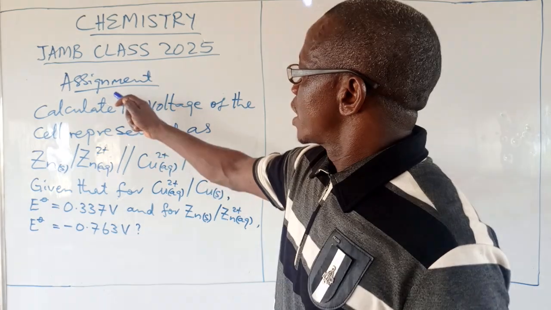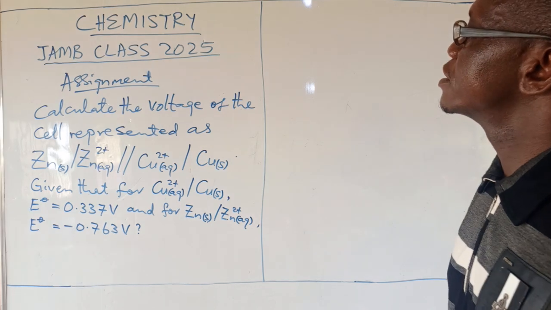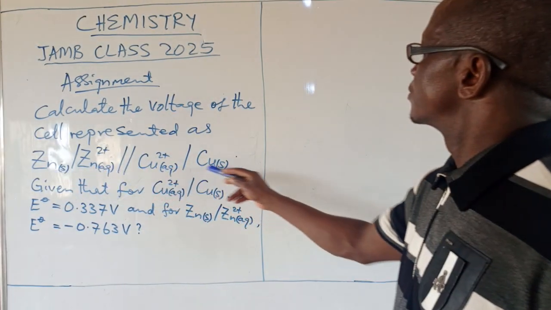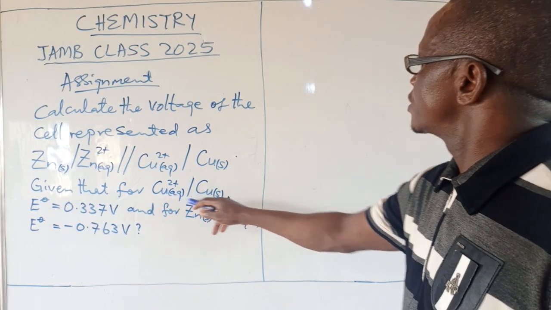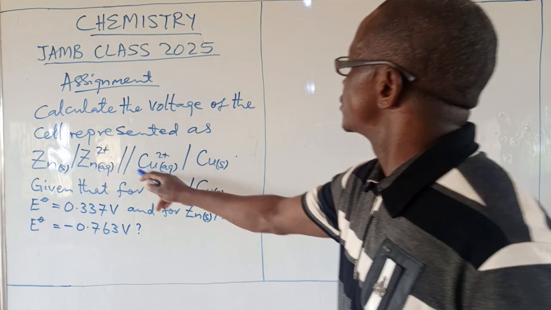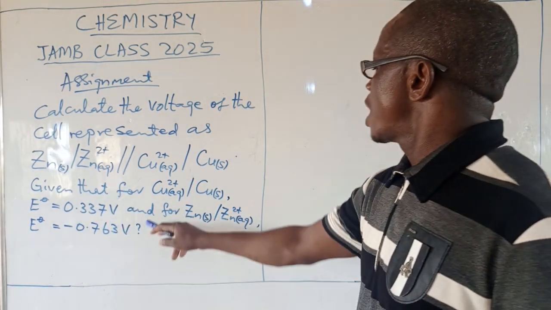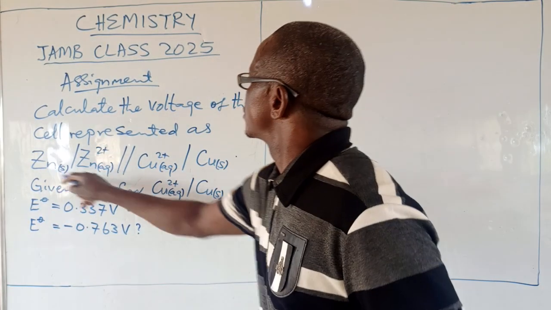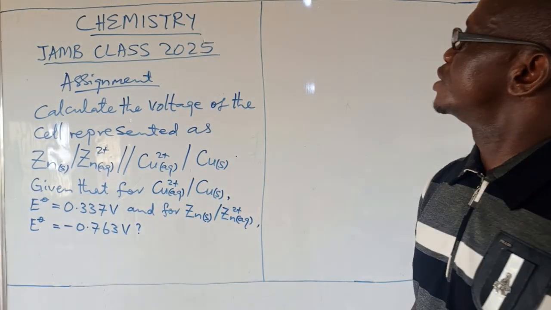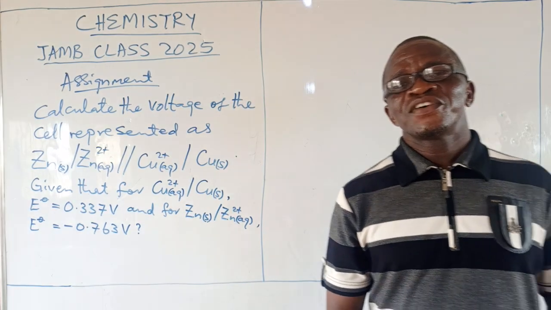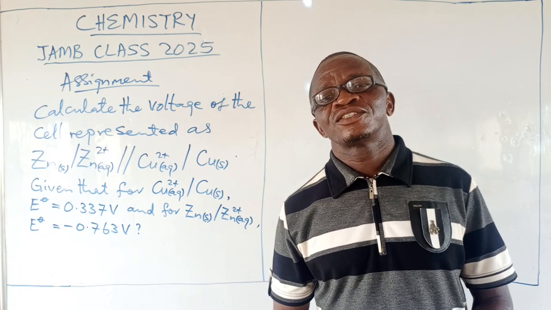Assignment. Calculate the voltage of the cell represented as this, given that for this, E naught equals this, and for this, E naught equals this. They said you should calculate the voltage. I believe you are enjoying the class. Make sure you solve it and send the answer to me. Drop the answer.